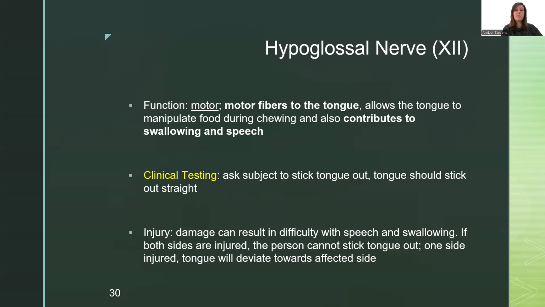Then we have nerve number 12, which is the hypoglossal nerve. The function of this is a motor nerve. It controls the tongue movement, essential for chewing, swallowing, and for speech. To test this, you're going to ask the patient to stick out their tongue, and it should be straight. If this nerve gets injured, damage can result in difficulty speaking or swallowing. If one side is injured, the tongue will deviate to the damaged side.